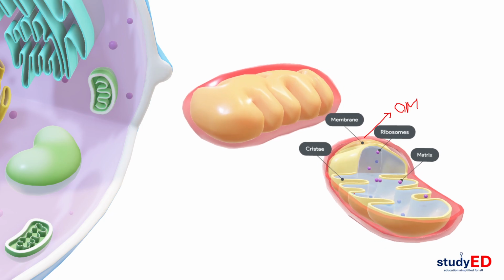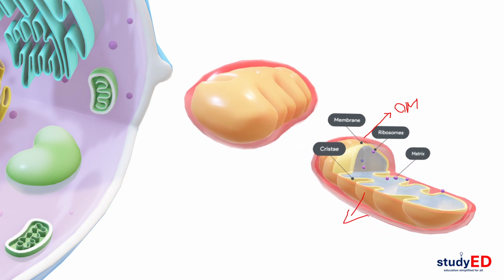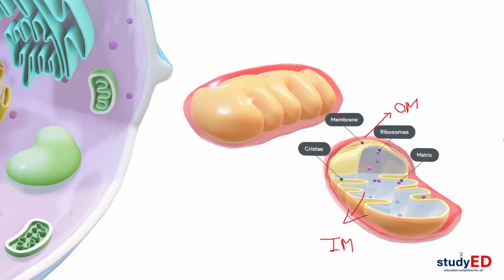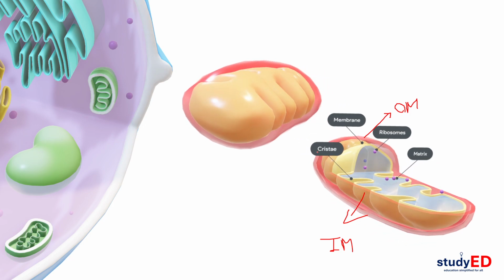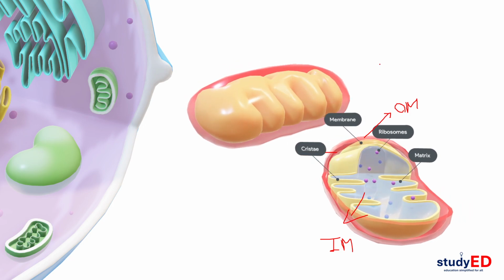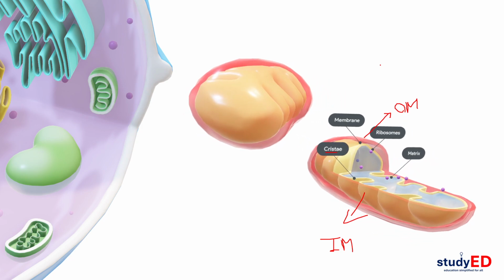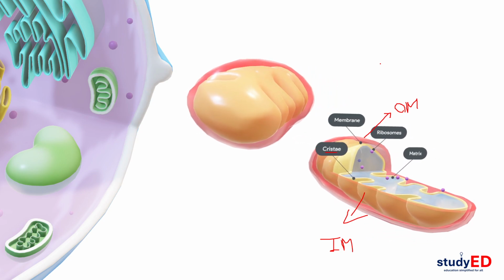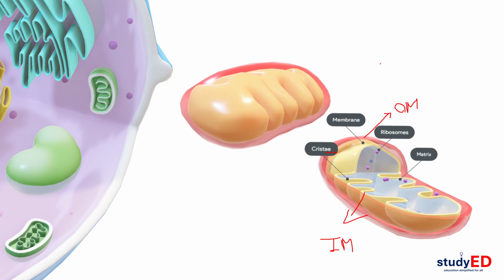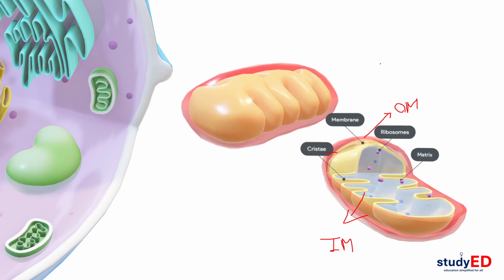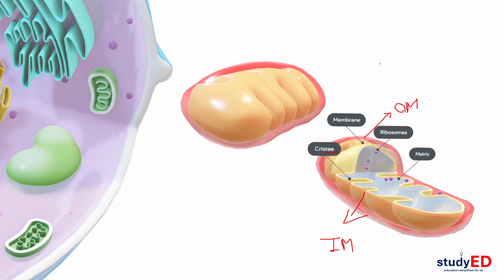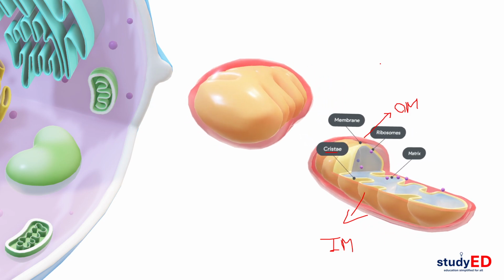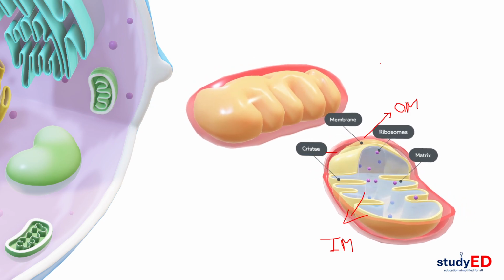Then there's an inner membrane, this yellow substance. That is the IM, inner membrane. Now you'll see that this inner membrane is also called cristae. What is cristae? In order for mitochondria to produce ATP, it needs a lot of surface area to maximize the energy generation. For that, the inner membrane is folded like this. You can see curve patterns. These inner folds are called cristae.